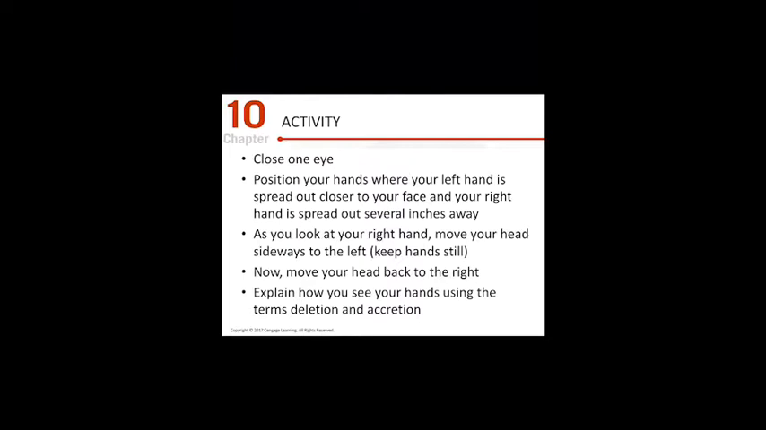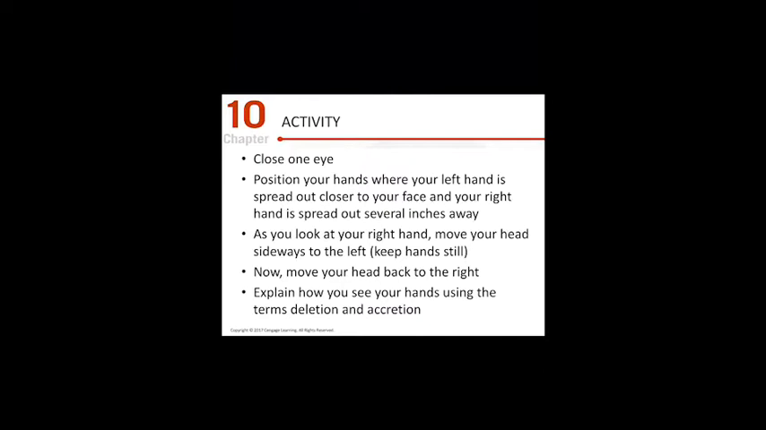You're going to take your right hand, spread it out, but just a few inches away. As you look at your right hand, I want you to move your head sideways to the left, but you're going to keep your hands still. You're just moving your head. Now move your head back to the right. And what you're doing is you're able to see different parts of your hand, and other parts of your hand are going to be covered up by your closer hand.